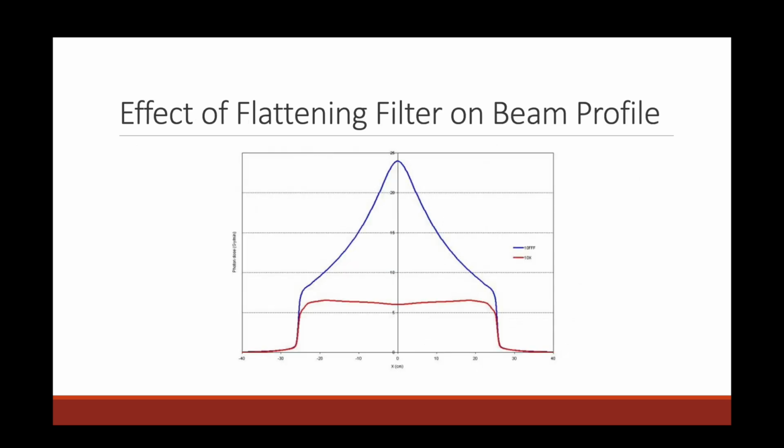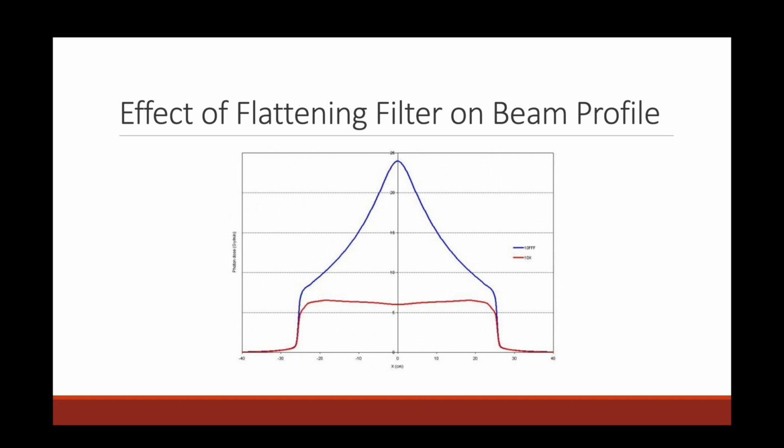Here is another image just to compare a flattening filter free versus a flattened beam. The red line on the bottom is showing a flattened beam, a 10x beam that has been flattened. And then the blue line, the line that's above, is showing a 10x FFF beam. As we can see, the flattened beam has a more consistent profile across the entire beam, and that consistency results in a higher average energy.